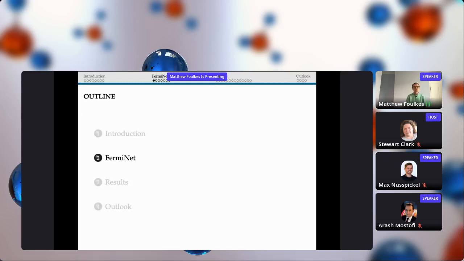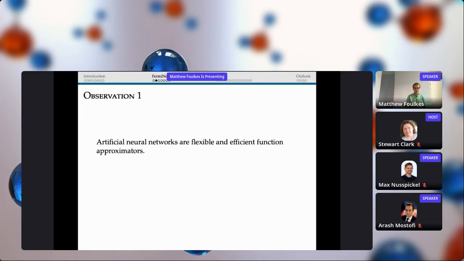So now we get on to what we did. The first observation that I think David Foulkes had really is that, well, we all knew this, artificial neural networks are flexible and efficient function approximators. There's a huge amount of hype about them, but that's all they are. They're function approximators. You put in some numbers at the input and some numbers come out at the output. It's just a function. And you're just using the network to represent a function.